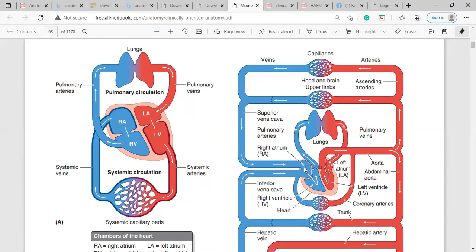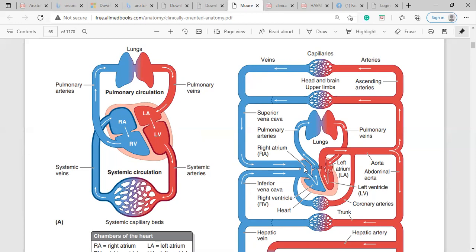Circulatory system has the cardiovascular system and the lymphatic system. The cardiovascular system is made up of the heart and the blood vessels, while the lymphatic system is made up of lymph nodes and the lymphatic vessels. Now, the cardiovascular system, we said, has heart and the vessels. The vessels are 3 main types: the arteries, the veins, and the capillaries.